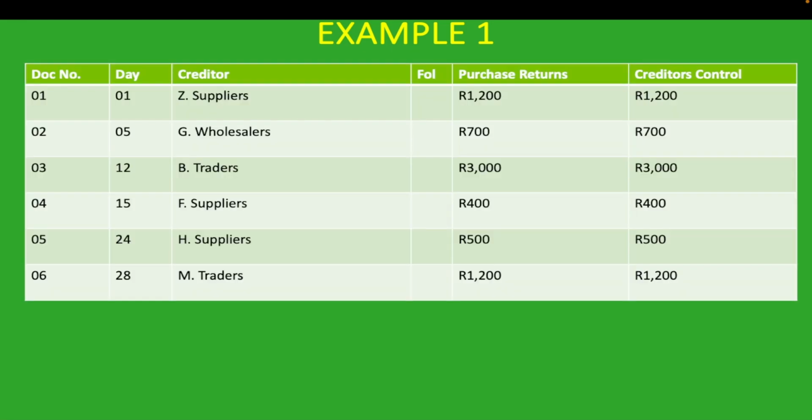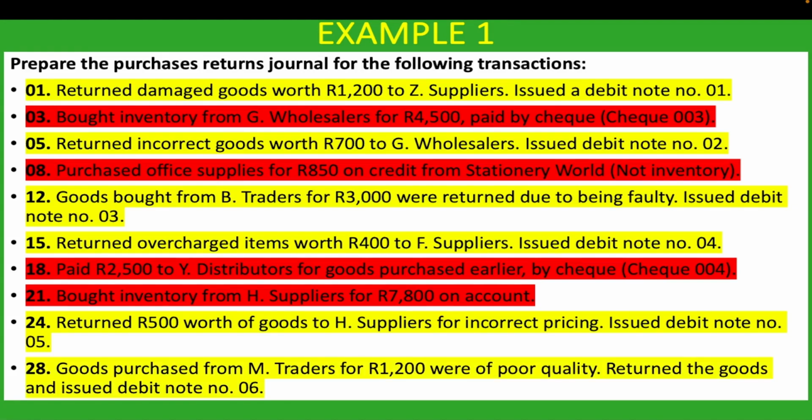Okay, so let's put in our detail here. The document number is 06, 28, M traders, 1,200 rand. So let's go back, highlight that one, and you can see we have done everything.